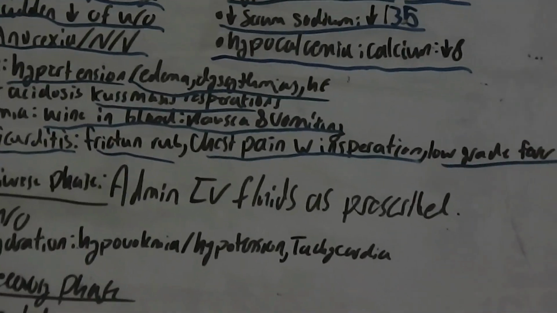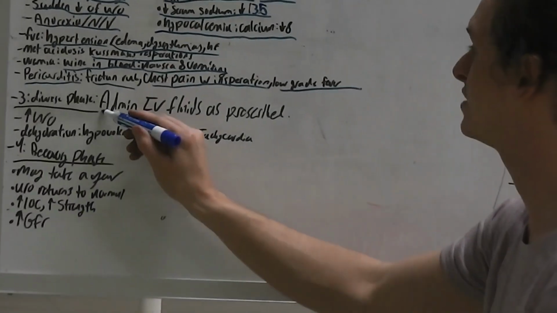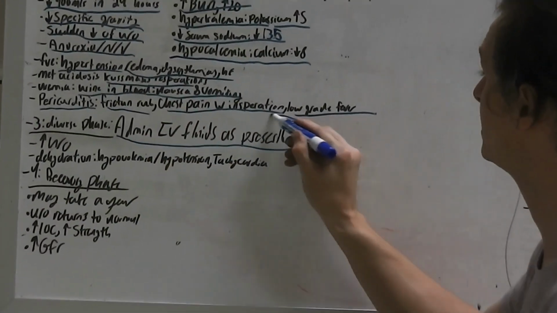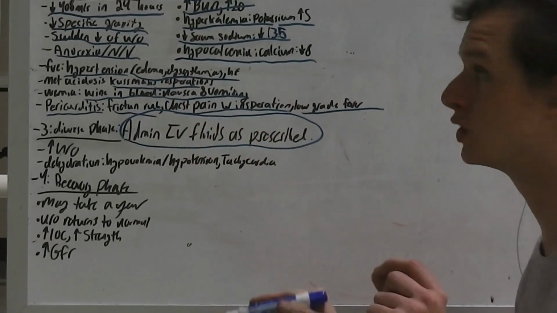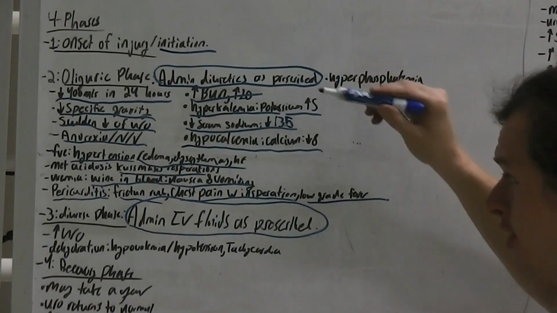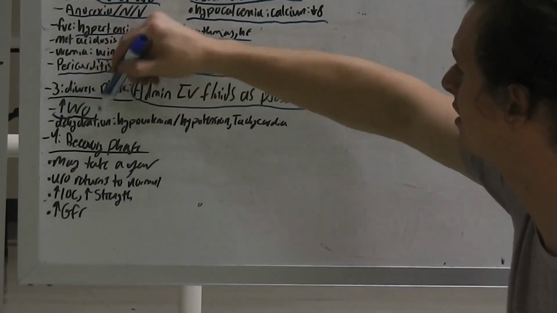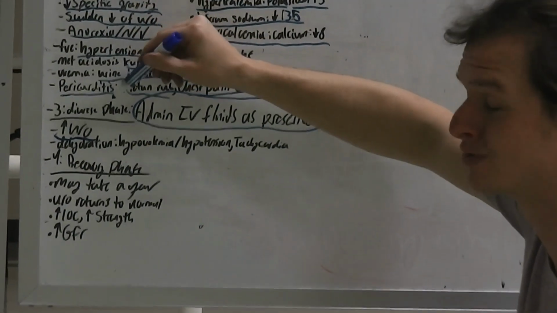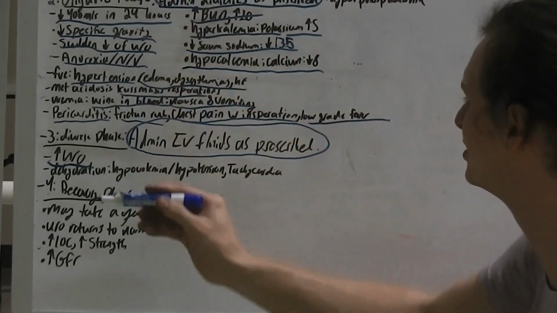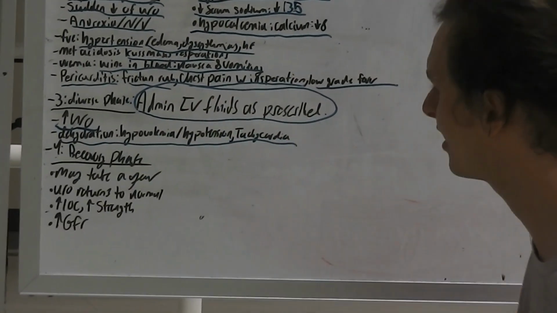Now, the third phase of acute kidney injury is the diuretic phase. And in this phase, we're going to administer IV fluids as prescribed. Now, that's the tricky part. In the second stage, we're administering diuretics. But the third stage, we're giving IV fluids. Why? Because we're having an increase of urine output in the diuresis stage of acute kidney injury. We're going to see dehydration, hypovolemia, hypotension, and tachycardia.